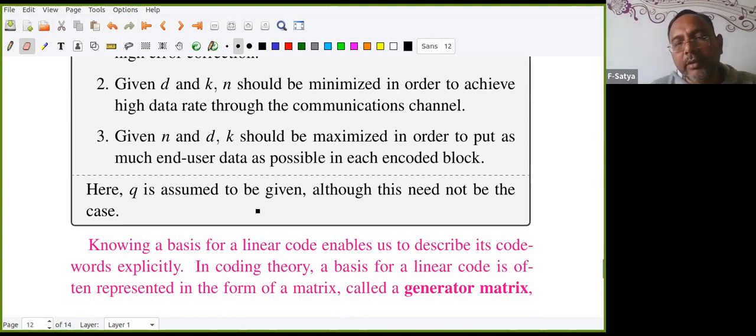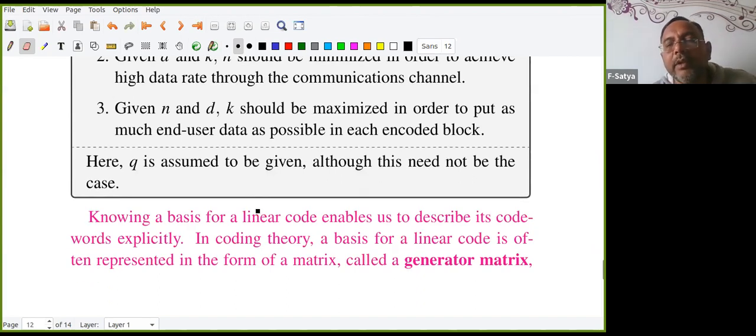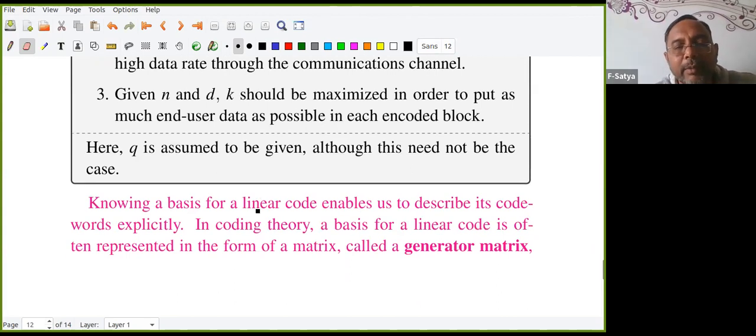The information bits are k only, and I'm adding some extra bits. That is redundancy, which relates to the rate of the code, k by n. My rate of the code should be maximized, which means n should be minimized. And the other problem is: given n and d, k has to be maximized, right? So these are some of the problems.